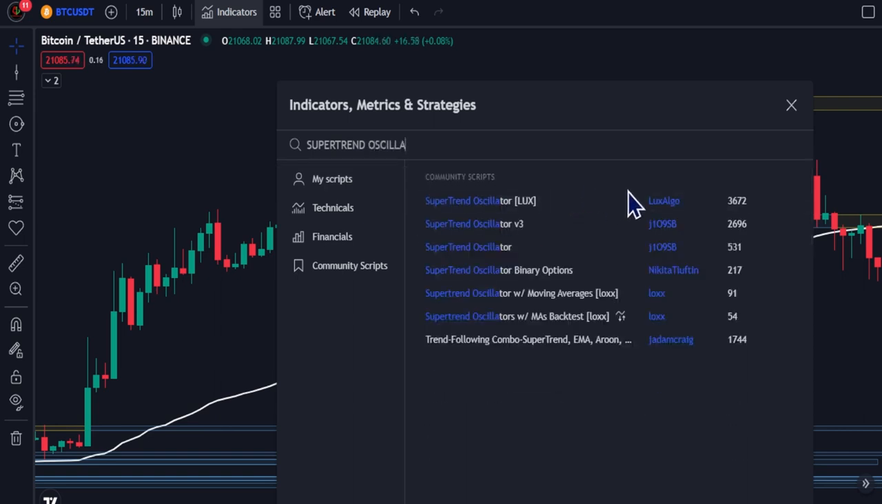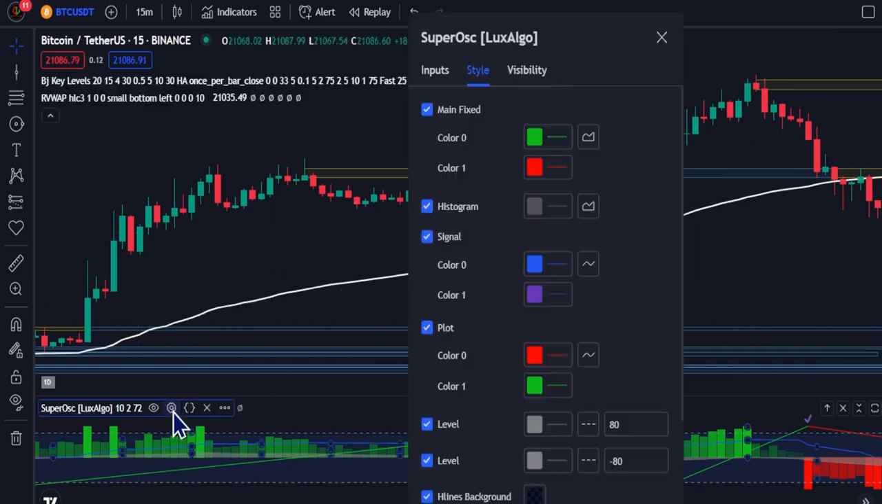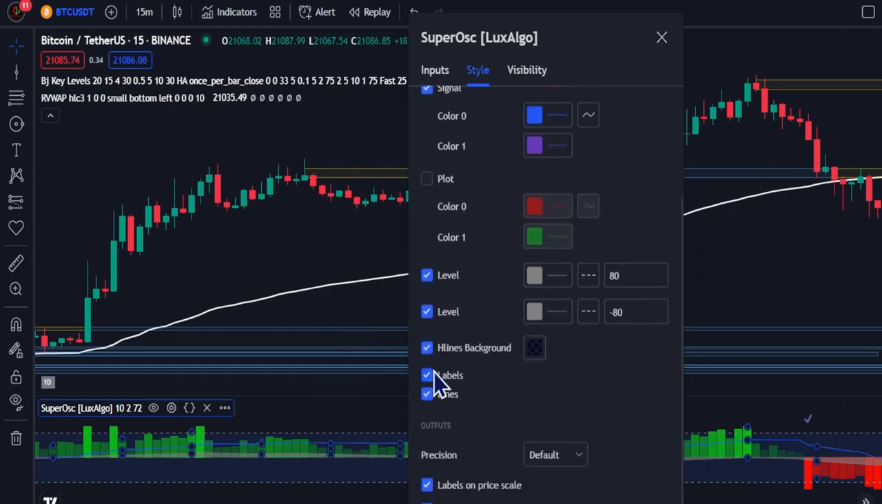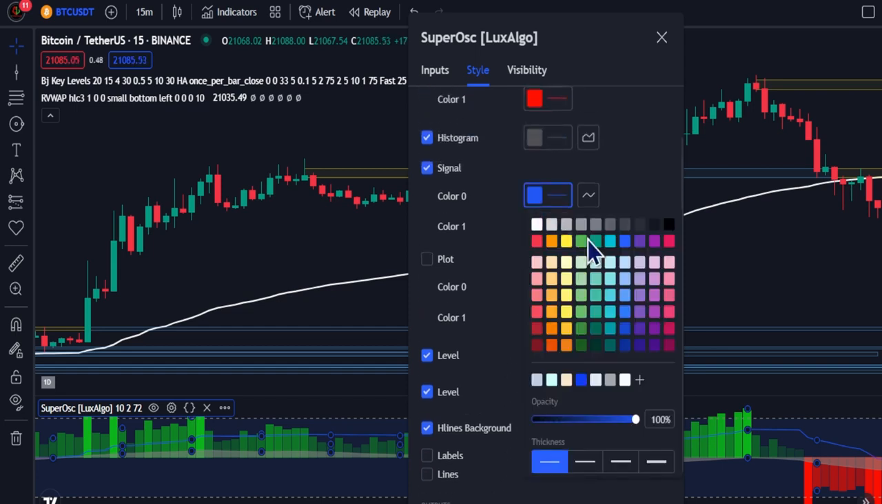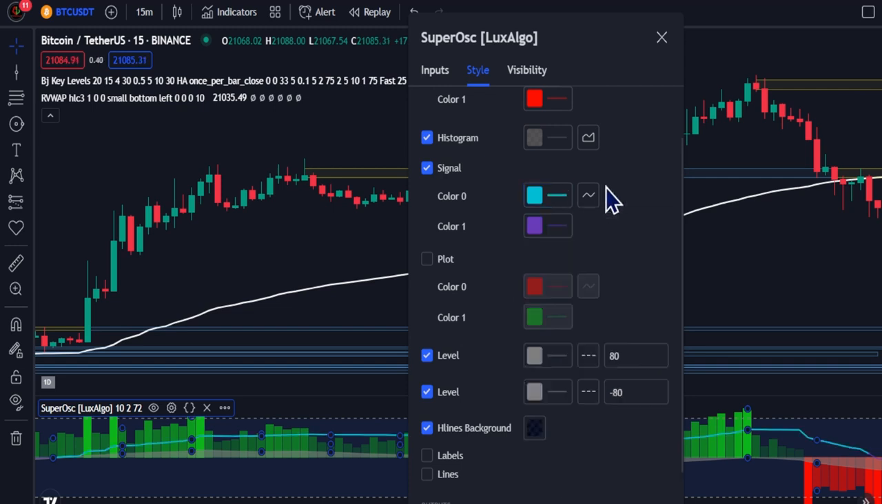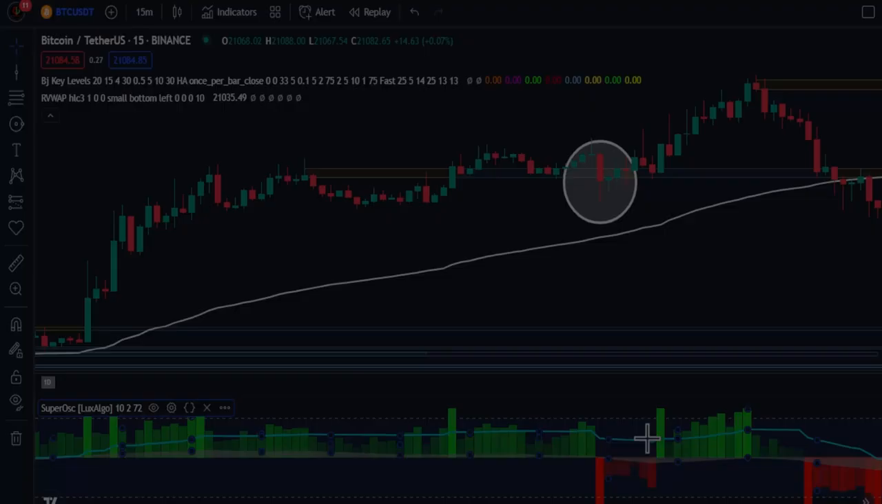Select the indicator created by Lux Algo and add it to the chart. Then go to the indicator settings and navigate to the Style tab. We will remove the plot, lines, and labels since they are not needed for the strategy. We will also change the color and thickness of the signal line to make it more visible. With these changes, the strategy is now complete.